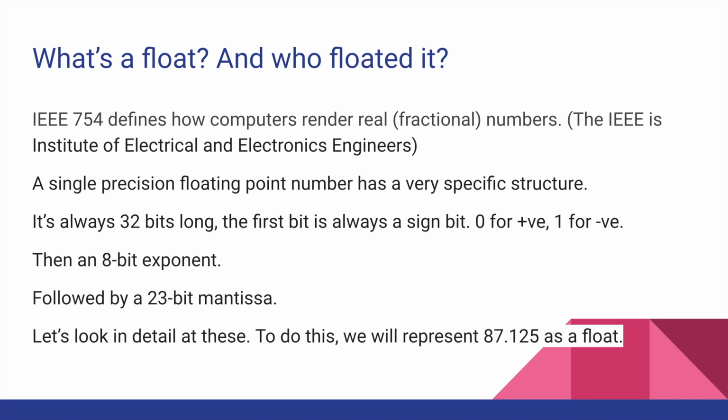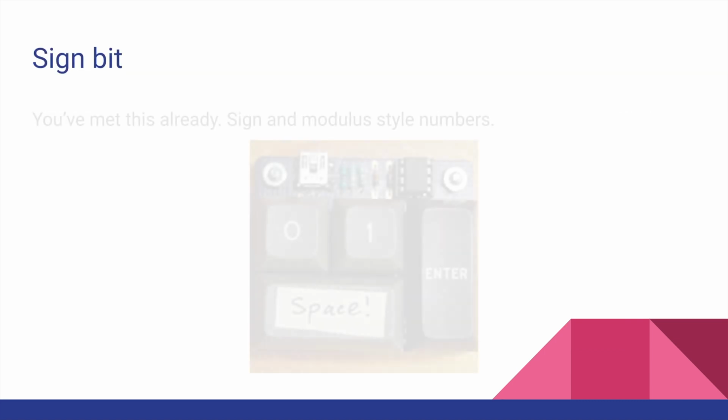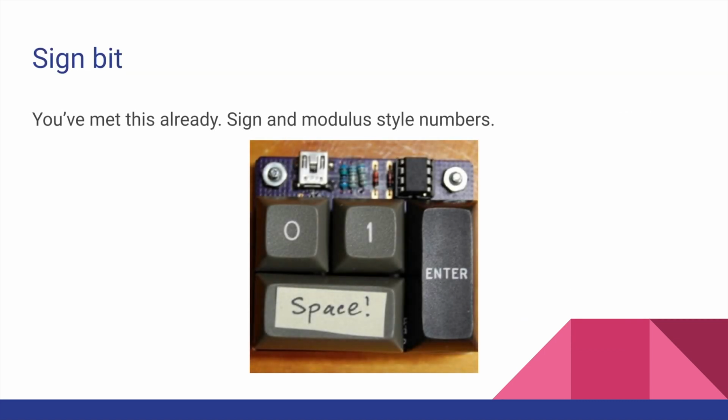To do this, we're going to look in detail at how it's done. We're going to convert the number 87.125 to a floating point number. It is easy to do, albeit not complex, in depth. So for starters, we'll do the easy bit. A sign bit, you've already met this, sign and modulus. Remember a couple of presentations ago we looked at different ways of rendering negative numbers. Well, 0 for positive, 1 for negative. Simple.